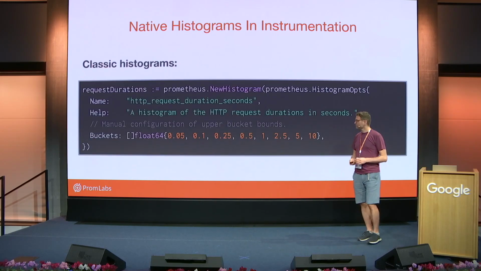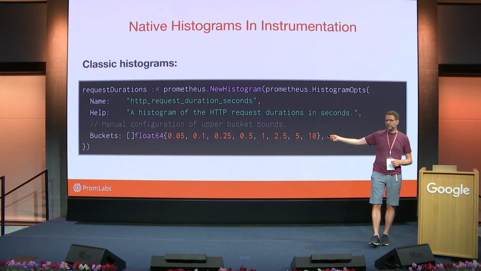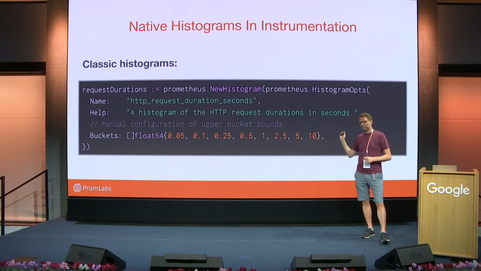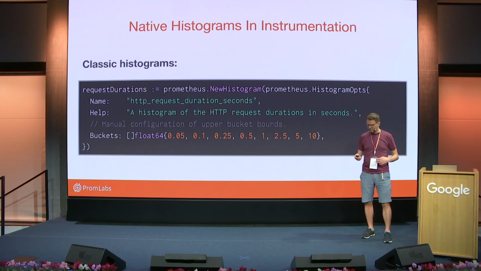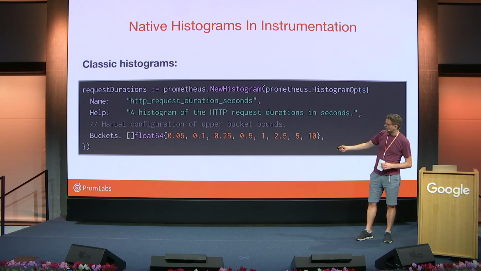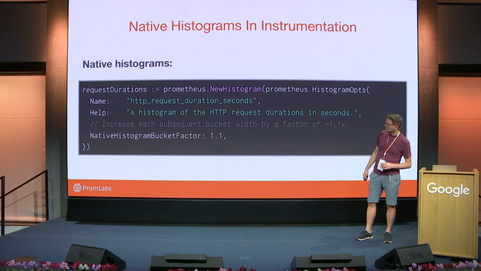In instrumentation, let's have a look first at classic histograms. You needed to specify all the exact buckets and their upper bounds. Even if you auto-generated them, they were still fairly static. Whereas with the native histograms, it changes to this.